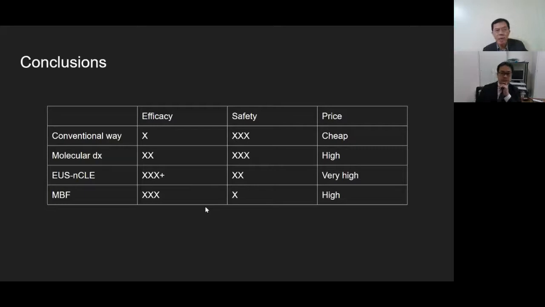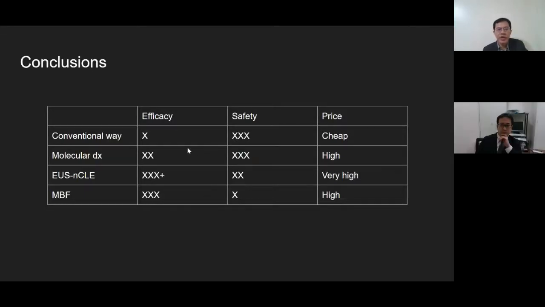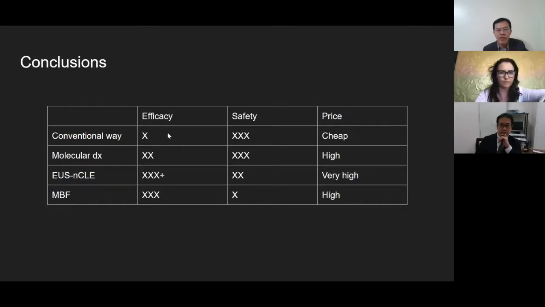I would like to compare the three methods with the conventional way. In my opinion, regarding efficacy at this time, based on the evidence that I reviewed, confocal is probably the highest and slightly higher than the microbiopsy forceps, followed by molecular diagnosis and the conventional way.